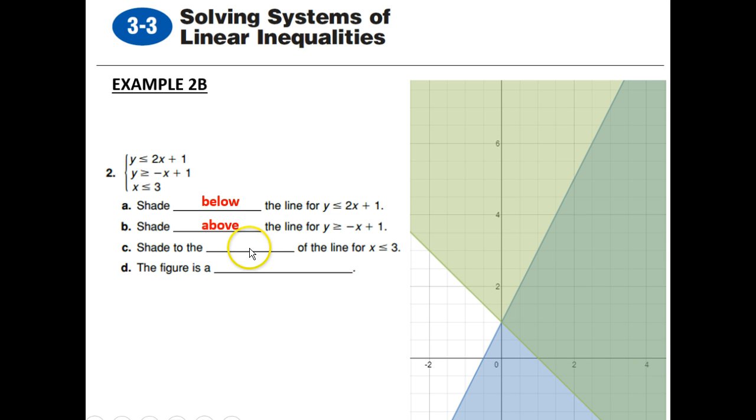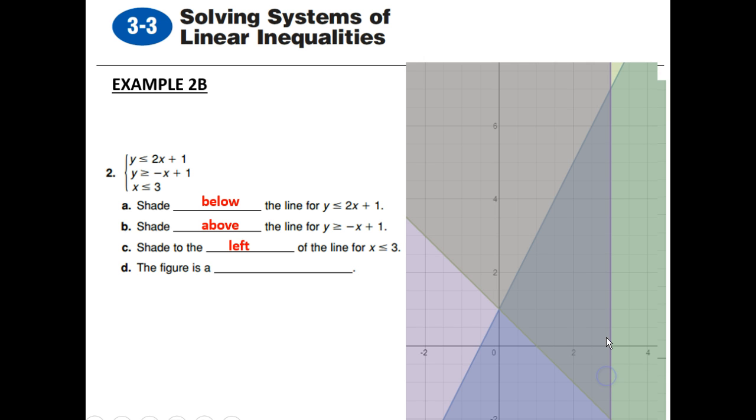And we're finally going to graph the line x equals 3. We're going to go over to x equals 3 and make a vertical line. Sorry, not below, left. We're going to shade everything left since it's less than. And you can clearly see that the answer to this geometric shape is a triangle, and that's the final answer.